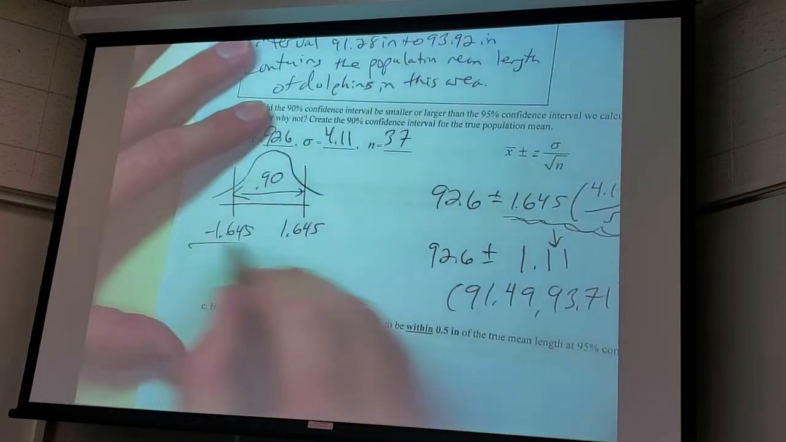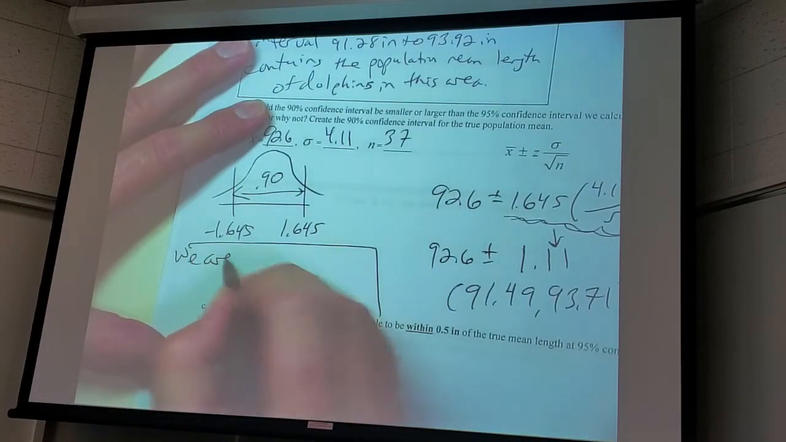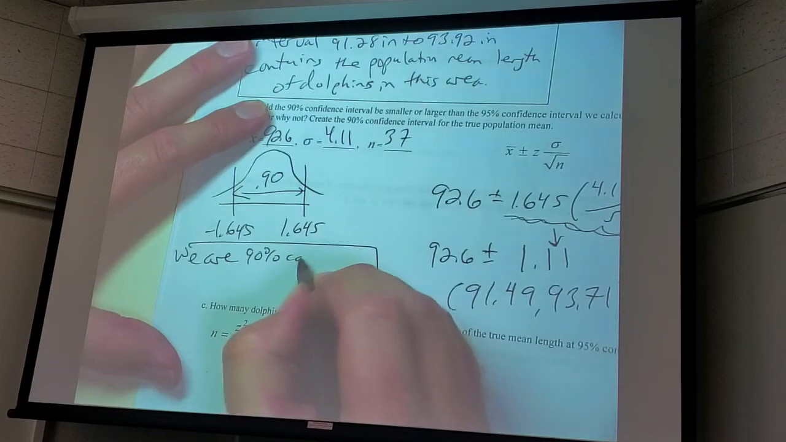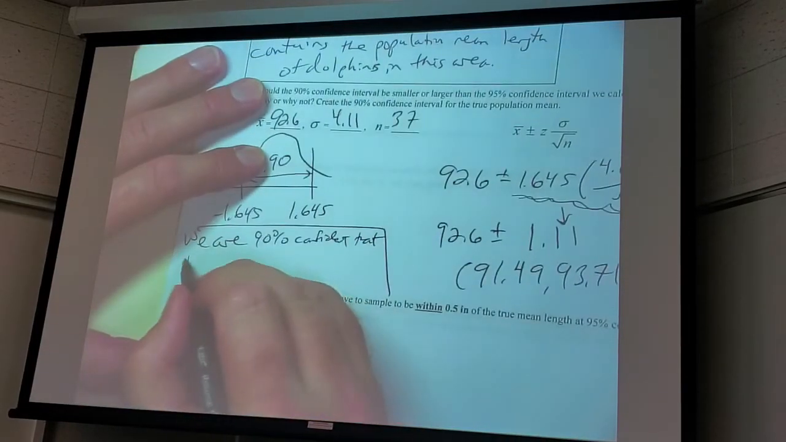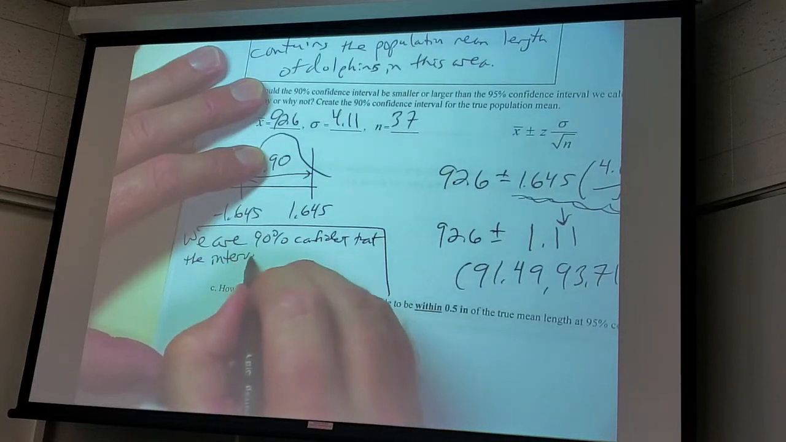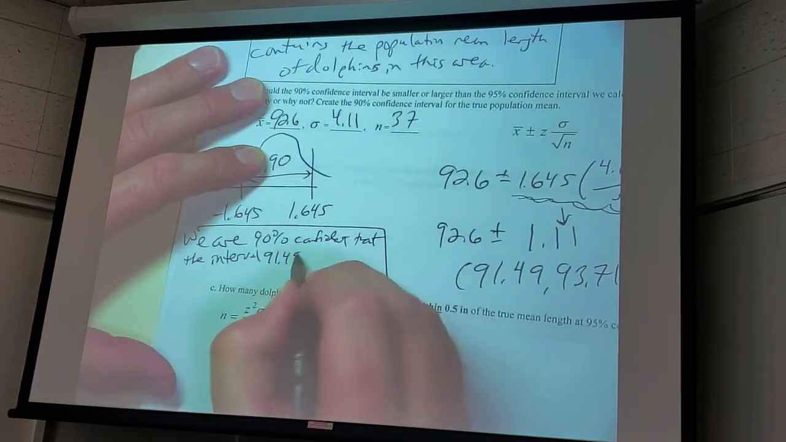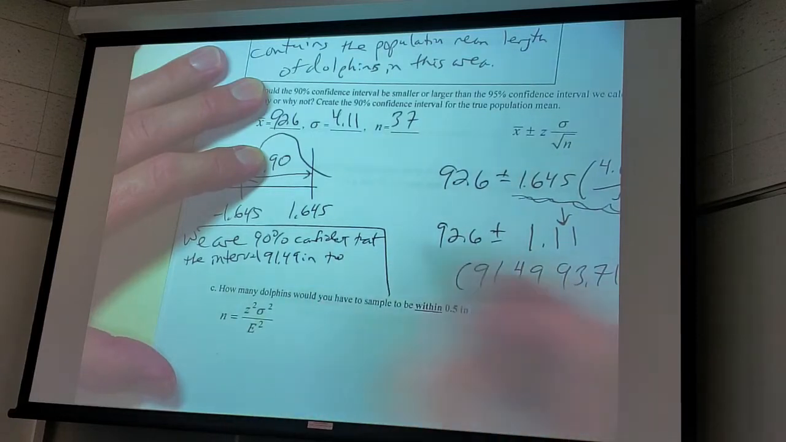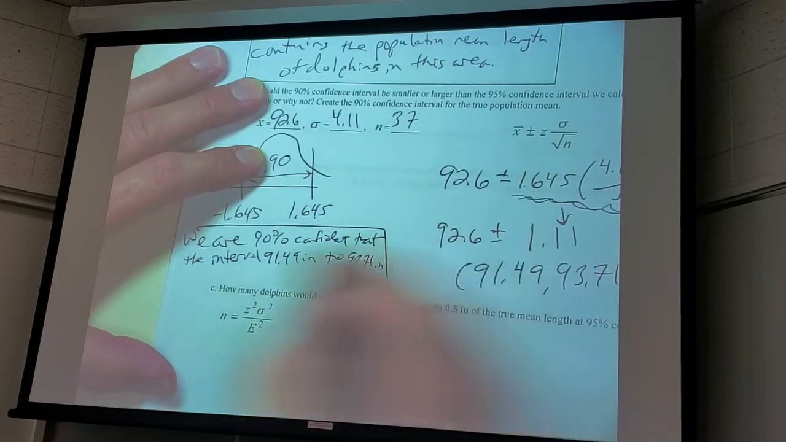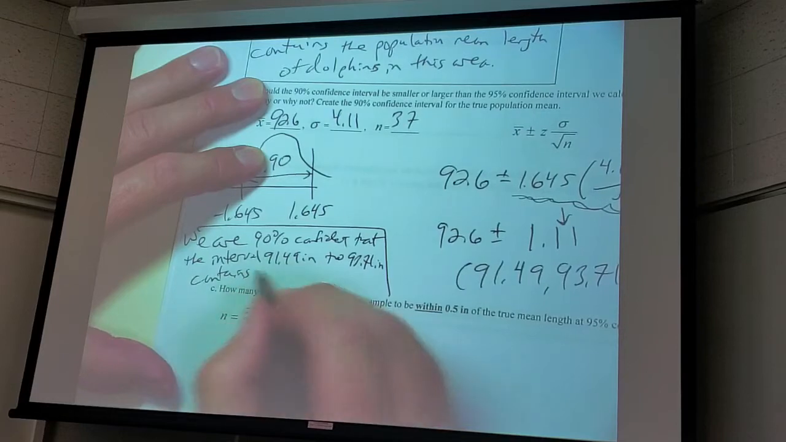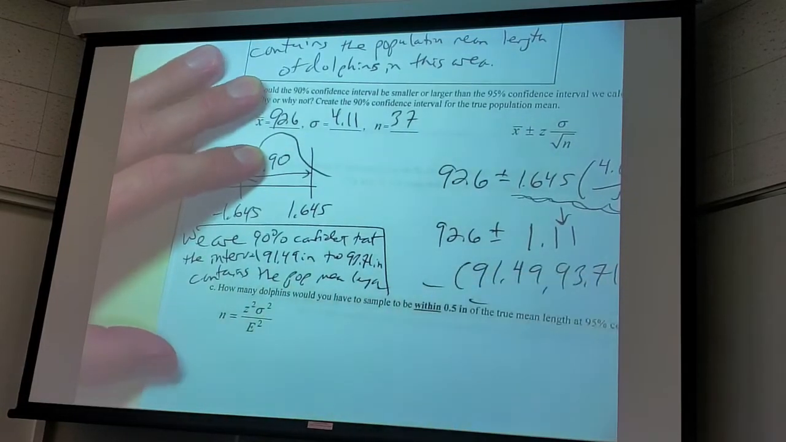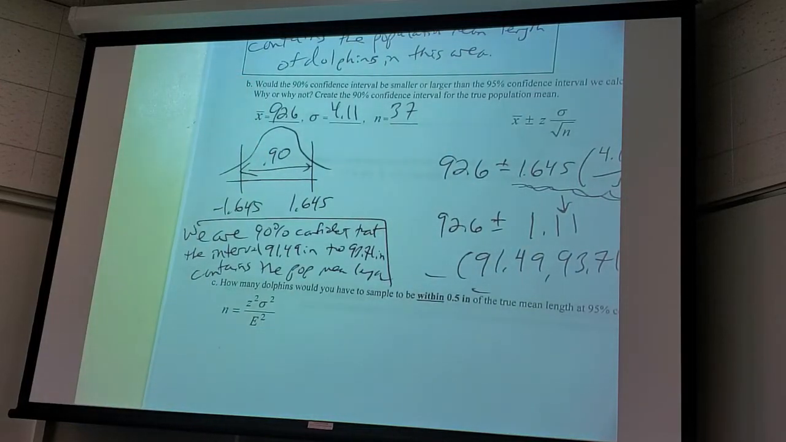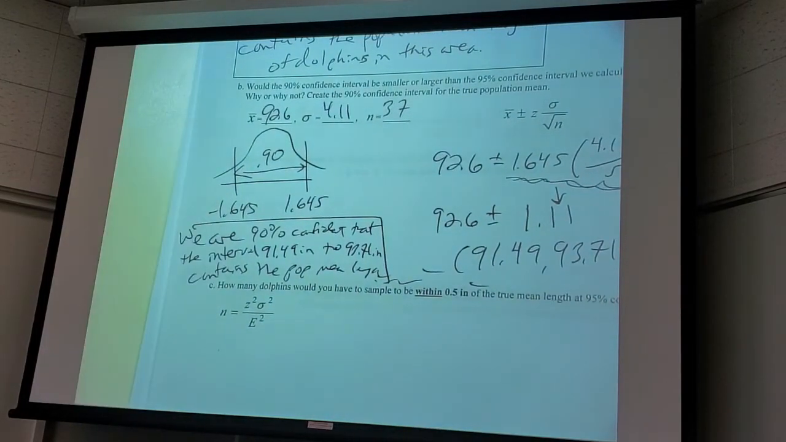So what would we say here? We are 90% confident that the interval 91.49 inches to 93.71 inches contains the population mean length of dolphins in this area, and so on. Are you allowed to go blah, blah, blah? No, too bad for you. I'm the teacher though.